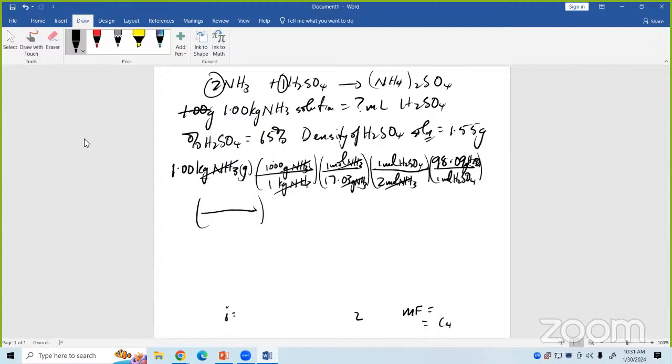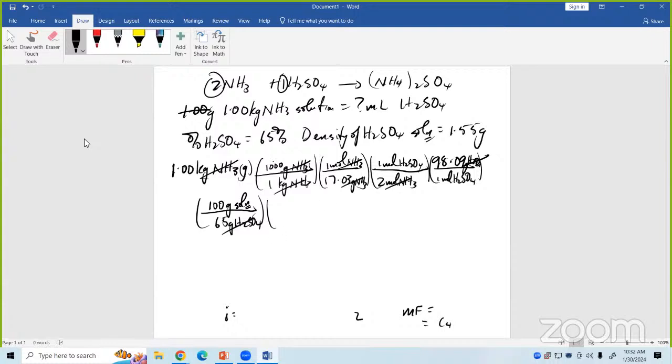Up to this point, we would have determined the mass of the sulfuric acid solution. Now, according to the question, 65% of the solution by mass is sulfuric acid. So what does that mean? That means that for every 100 grams of the solution, 65 grams of it would be H2SO4. All right? So this unit will cancel out with this right here.